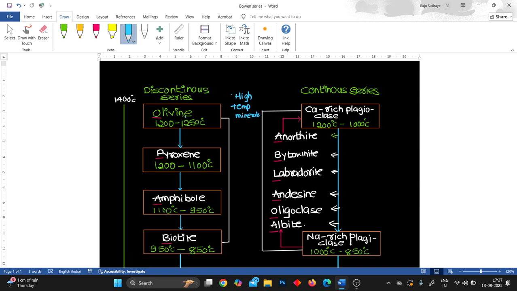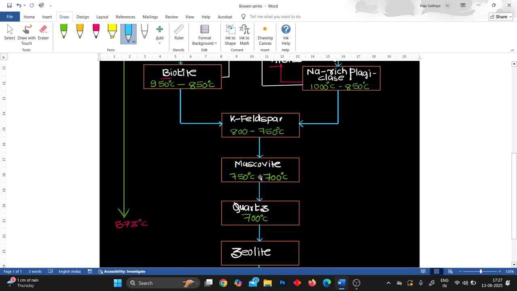If you take olivine, it is ultramafic. So I can write it: ultramafic to mafic in composition.